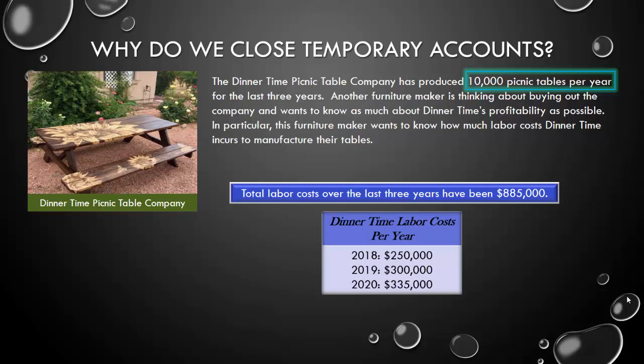So now this other company looking to buy them out has to ask Dinner Time, all right, you guys got to explain to us why your labor costs are going up every period. If we're going to buy you out, we don't want to be spending more for employees than we have to make these tables. So by breaking things down into periods, this other company has more useful information to decide if they want to buy out Dinner Time or not, and for how much they would offer the company.